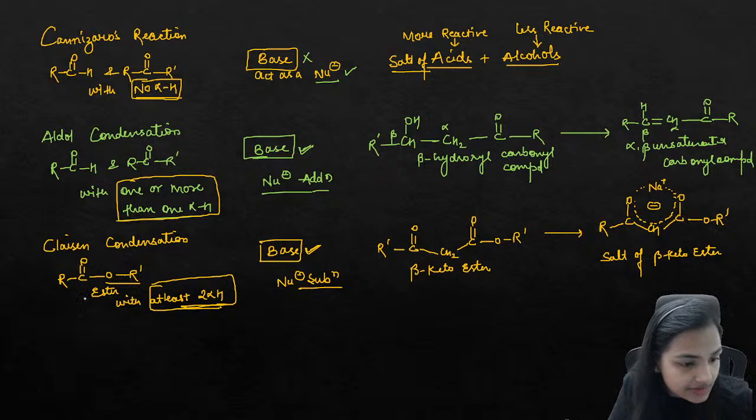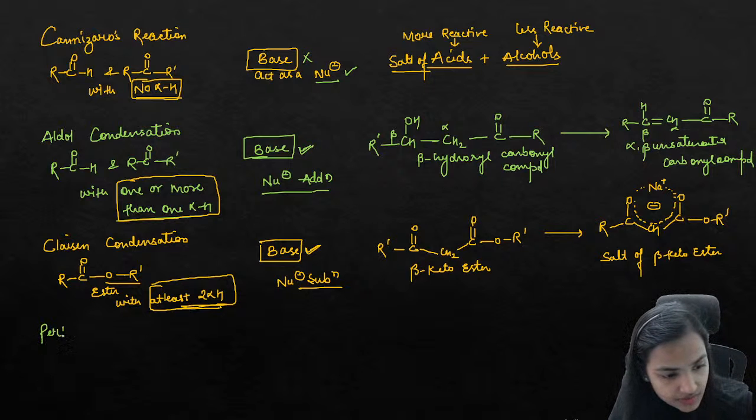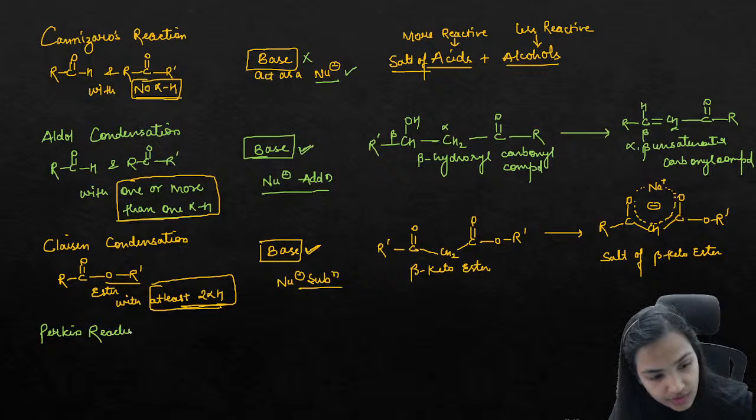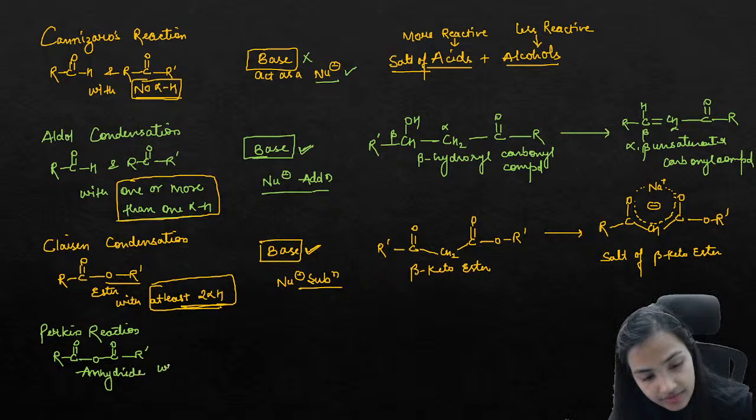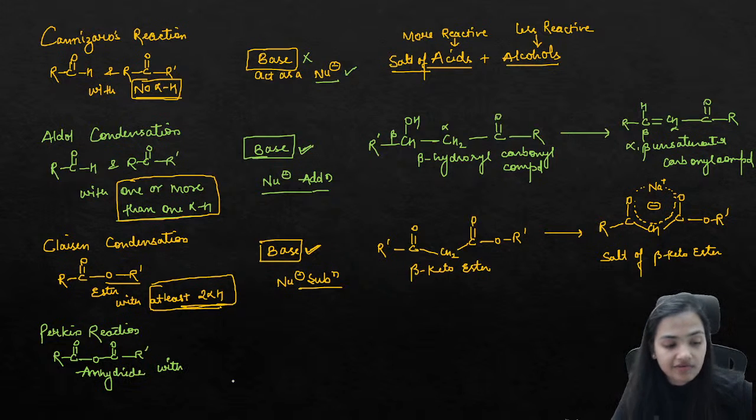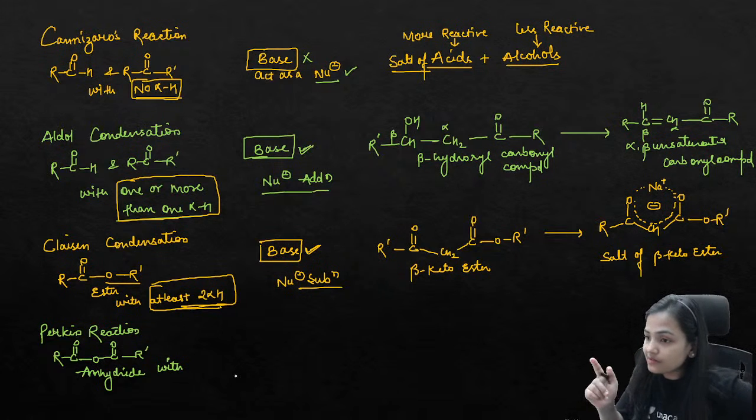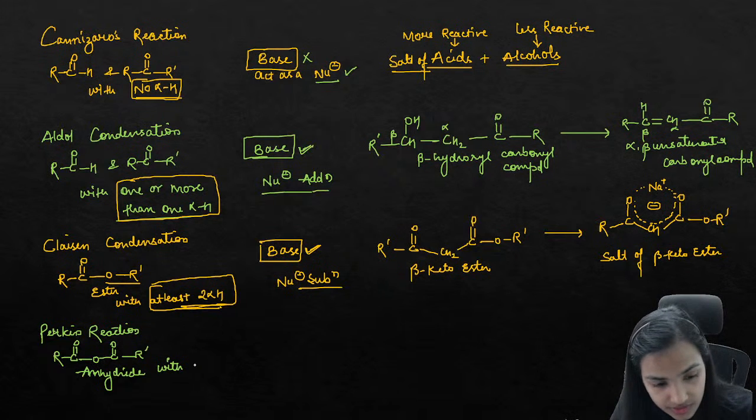Now the fourth reaction which I have discussed with you is the Perkin reaction. Now in the Perkin reaction, what is required? You must have the anhydride, and anhydride with how many alpha hydrogens? With at least 2 alpha hydrogens.